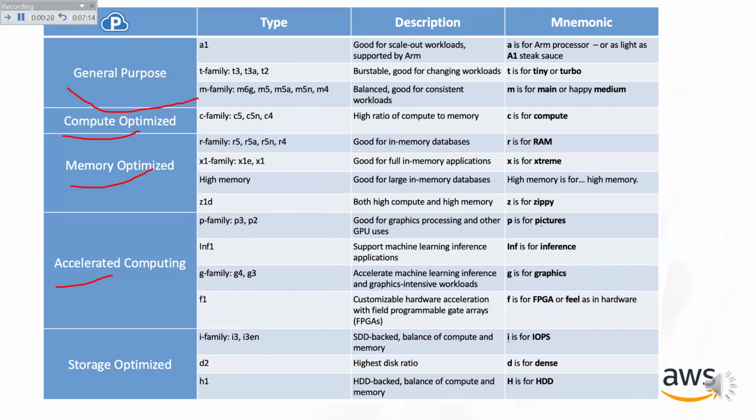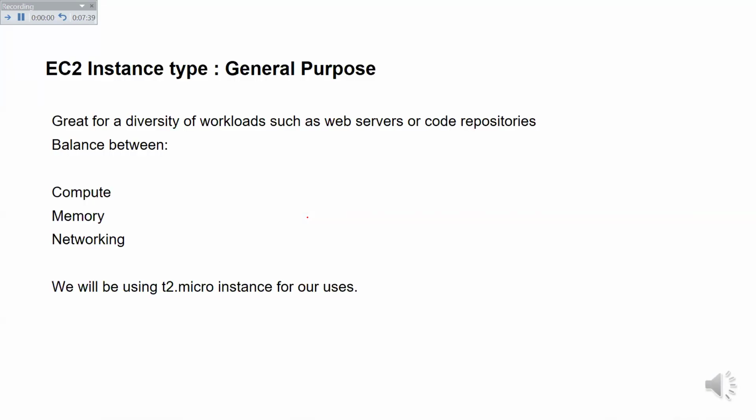You can see the mnemonic symbols for that, like P is for picture, C is for compute, R is for RAM. So the memory optimized EC2 instance will be R5 or something, the R family, correct? It will start with R. If you are using T3, T2 micro, that will start with T. All those things you can see, so you can check all the details here.